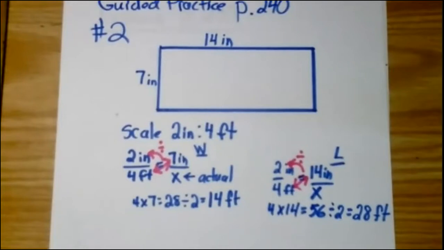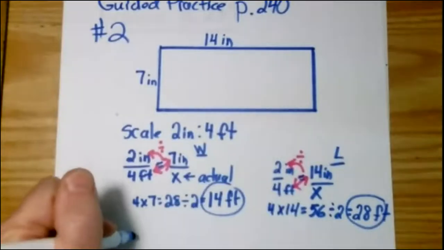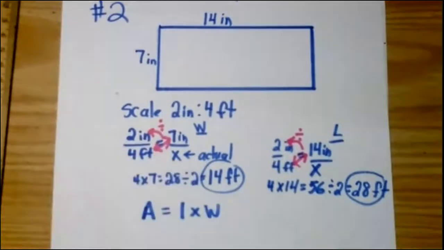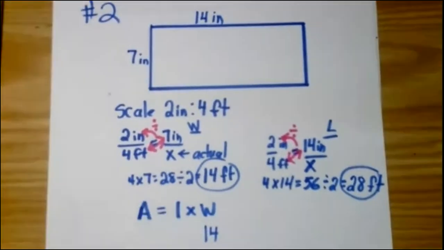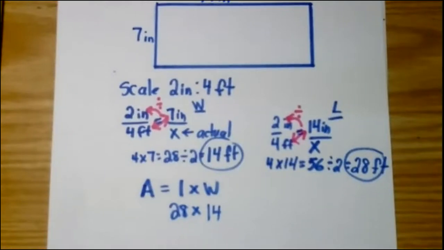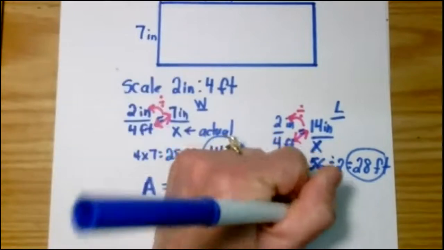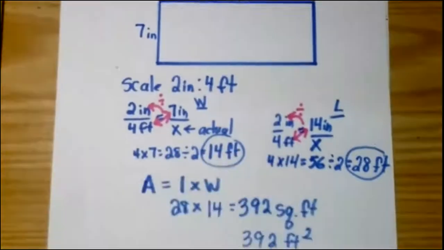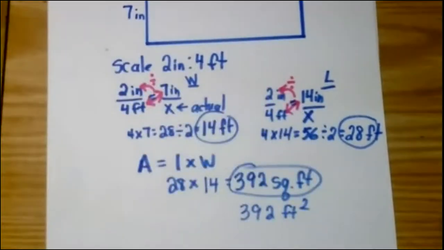Then we need to do the area. So this is the first part of the question. We found the width, we found the length, and now area, the last part of our question. Area equals length times width. Width is 14, length is 28. 28 times 14 gives us 392 square feet. Or you could say 392 feet with a little 2. Either one of those is the right way to write this. So that's the answer to number 2.